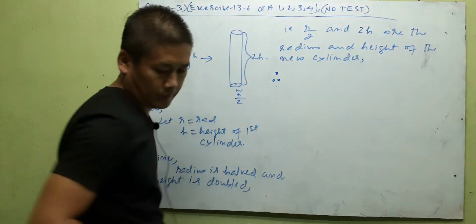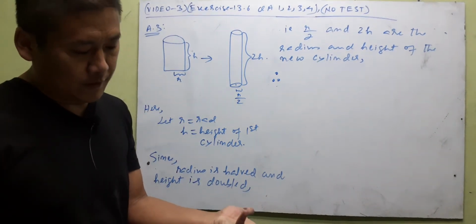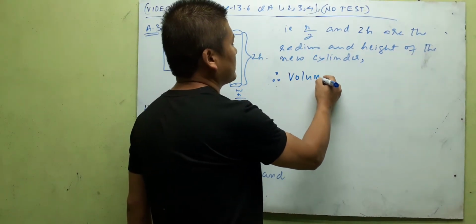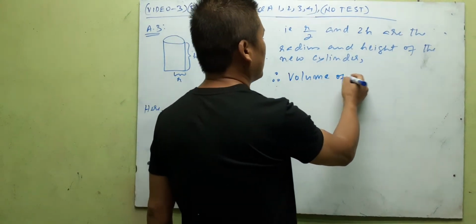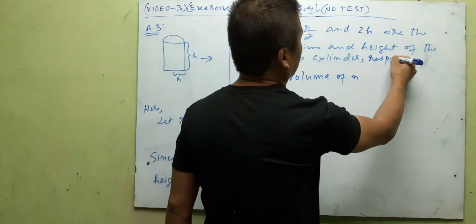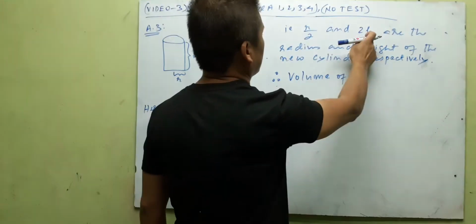Therefore, they are saying volume of the new one. What is the change you'll observe? So let's just write there in the numerator. Comparison means you can do by division. Volume of new. You write here respectively, meaning this is radius, this is height.